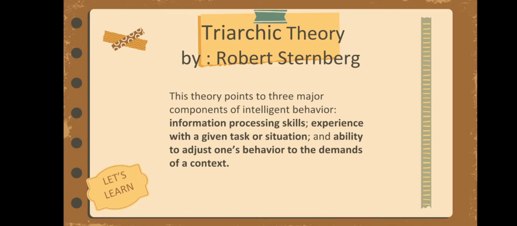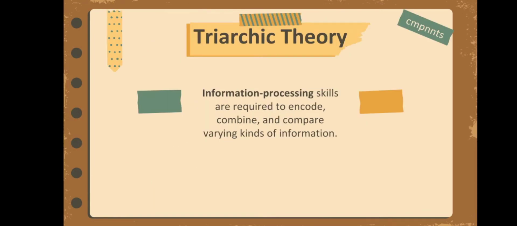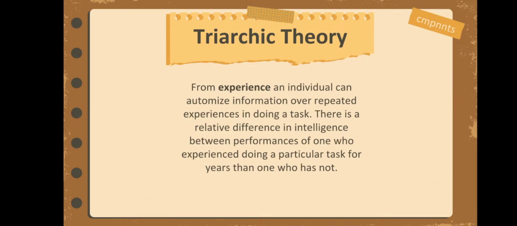Next slide. The information processing skills are required to encode, combine, and compare varying kinds of information. From the word processing, nag-process tayo ng information sa environment, nag-input tayo, nag-combine, compare varying kinds of information. Next, from experience, an individual can amass information over repeated experiences in doing a task. Ma-optimize mo yung information pag nauulit mo itong nagagawa.